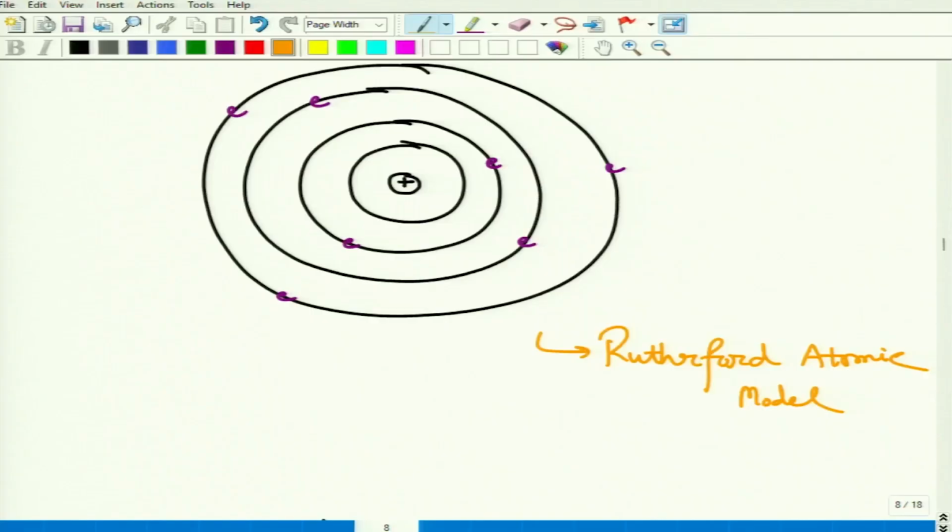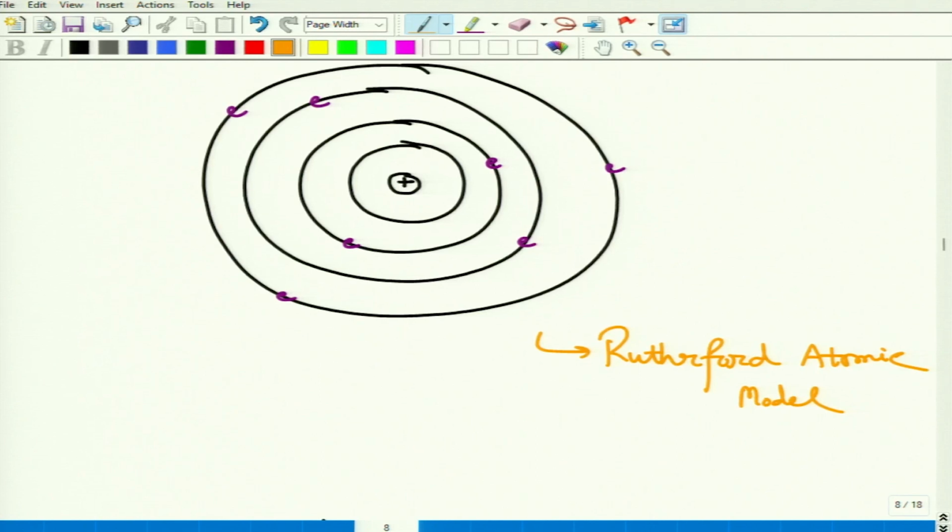So these are the similarities, but there are lots of dissimilarities. In the solar system the planets are rotating around the sun due to the gravitational force, we know that. But here the electron is revolving around the nucleus due to the electromagnetic interaction. The force is the electromagnetic force. So this is the most important dissimilarity.